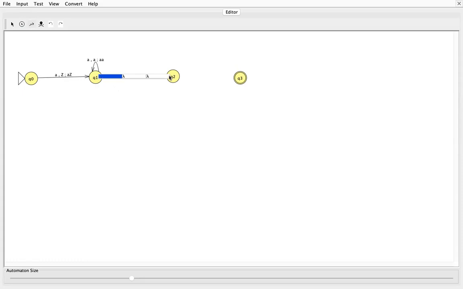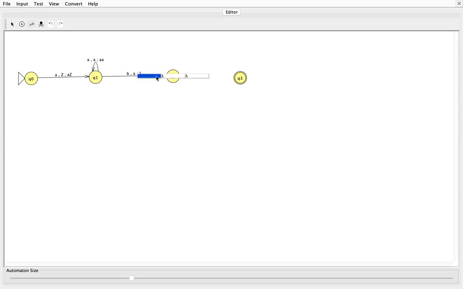And again from Q0 to Q1, now if we encounter a B and the top of the stack is an A, we will pop the A. The lambda here signifies epsilon. So for every B you pop an A and every A you push onto the stack. The A's are being pushed and the B's are being popped.